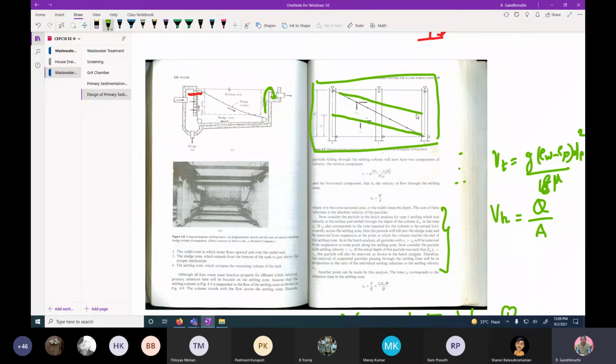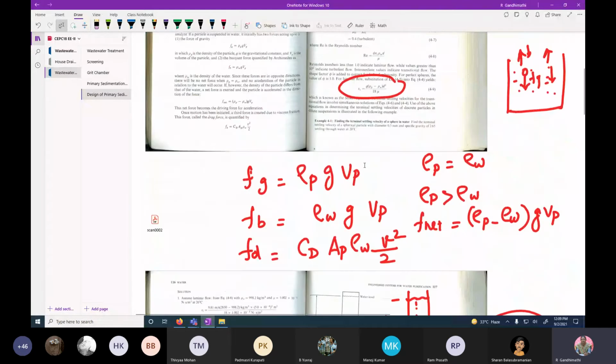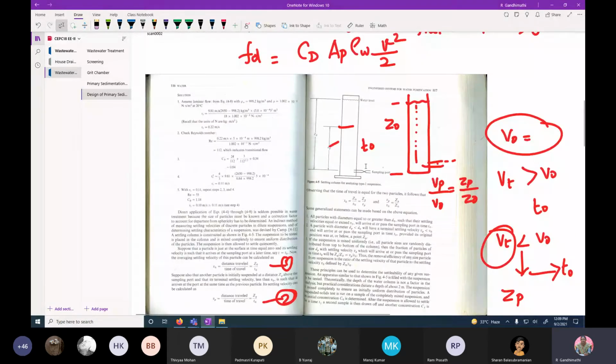Yes, ma'am. These three points I have explained today. Initially I explained how to calculate the terminal settling velocity based on the density of the particle and the dynamic viscosity, using the famous equation called the Stokes equation. Then I explained the type 1 settling column, because most primary sedimentation tanks in water treatment as well as wastewater treatment systems are designed based on type 1 settling.